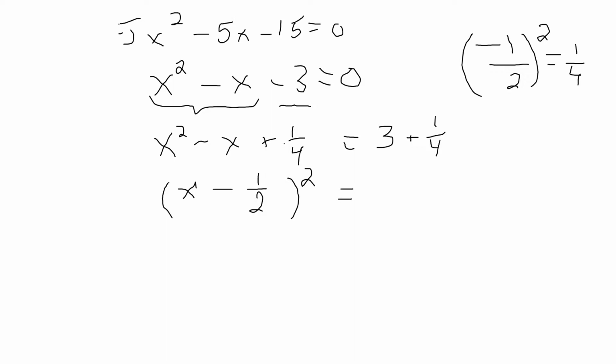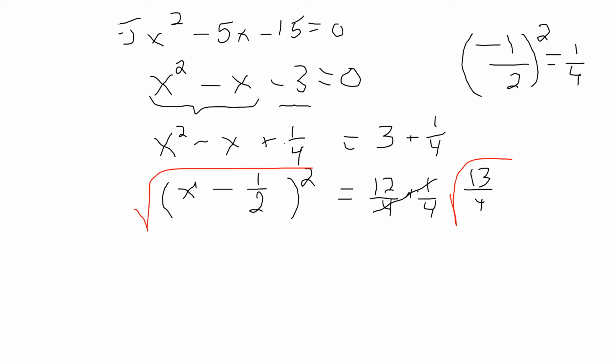And so now over here on the right side, I'm going to change this 3 to have a common denominator of 4. So this will be 12/4 plus 1/4. All right, well, I'm going to add those together, so that's actually going to become 13/4. Now I'm going to square root both sides of this equation. So this side will simply become x minus 1/2. Because I square rooted the equation, this has to be plus or minus the square root of 13/4.